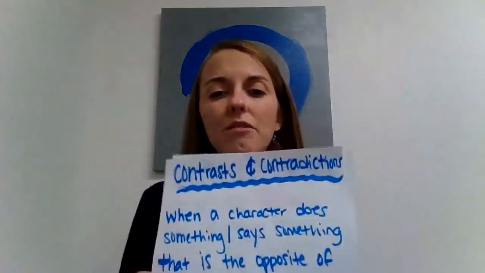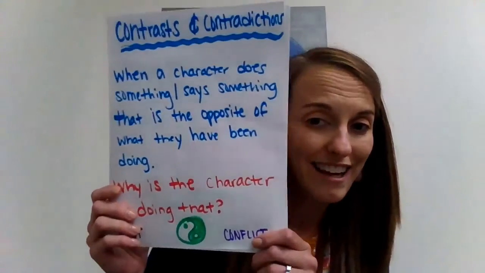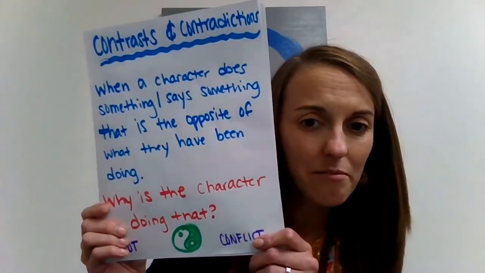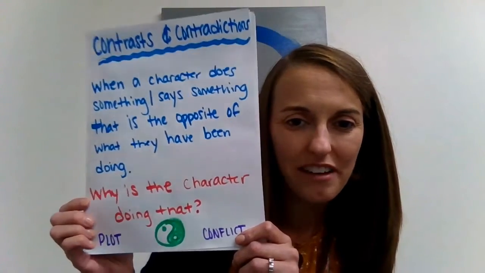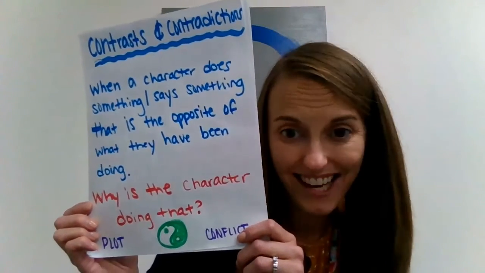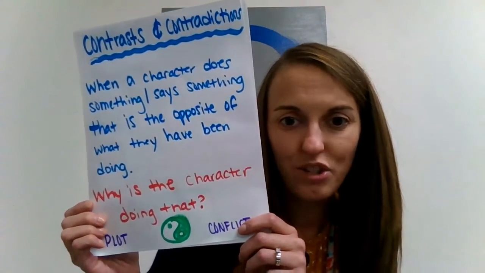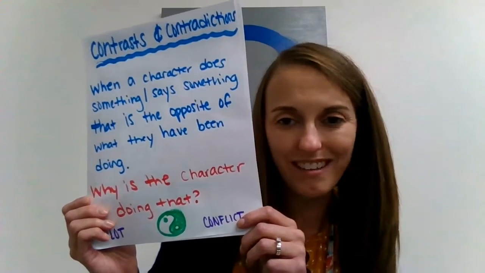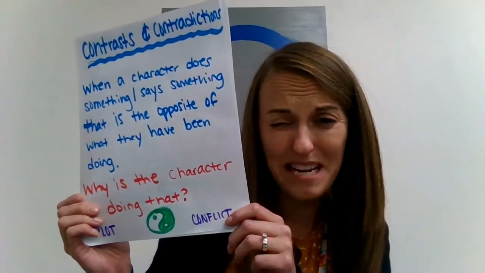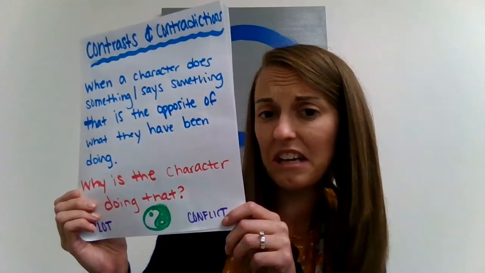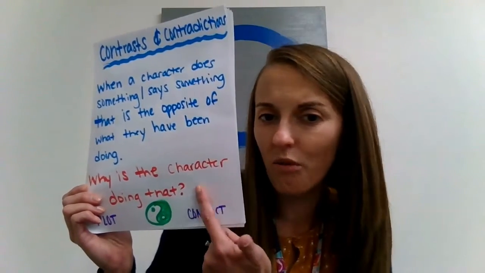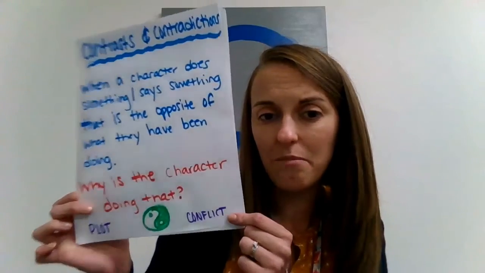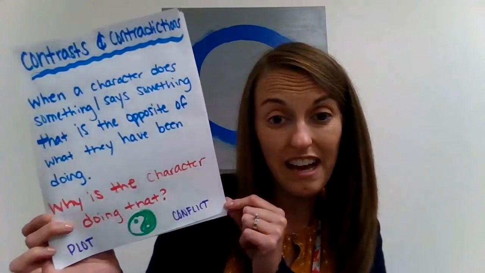So, the first signpost I wanted to talk to you about is contrasts and contradictions. When a character does something or says something that is the opposite of what they have been doing, that's a contrast and contradiction. So, for example, if I come to class every day and I'm super peppy, and then one day I'm down, you're like, oh, that contradicts what Miss Zimmerman's normally like. So maybe there's something wrong. Why is Miss Zimmerman doing that? And that will help us with plot and with conflict. I'll put these online too.